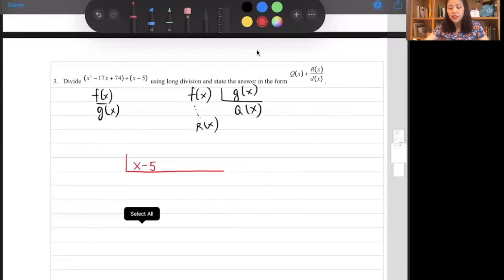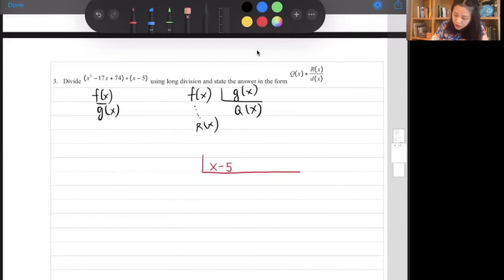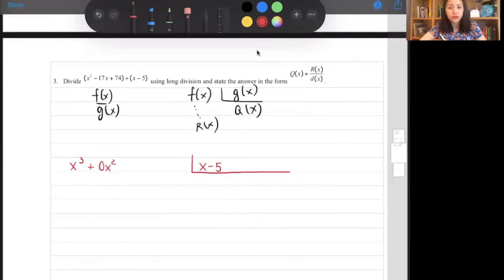Now, I'm not only gonna write that in, but I'm gonna make sure that every single exponent appears, right? So for example, I have x cubed, but notice that I don't have x squared. So I'm gonna write 0x squared as a placeholder, okay? And then minus 17x plus 74. Okay, so I'm making sure that every single exponent is included.